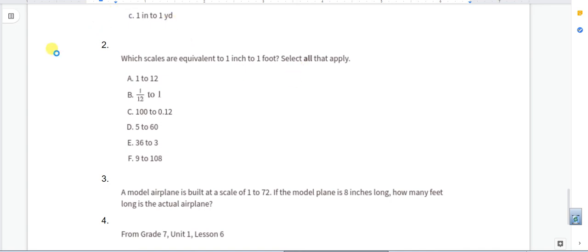We're looking at number 2 here in 1.11. We might actually get 3 in on this one. We'll see. So we're still in 1.11. 1 inch to 1 foot. We want to know the scales that are equal to that.